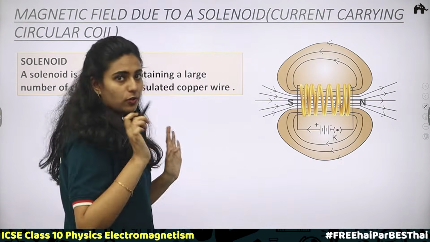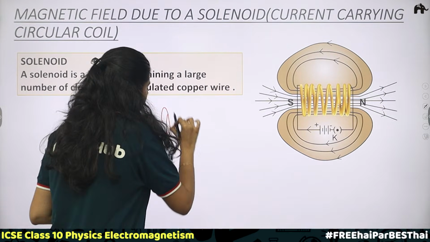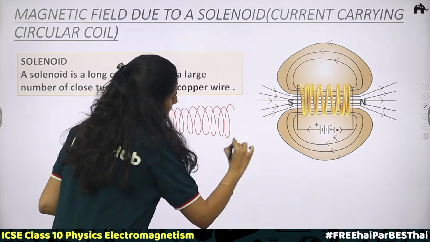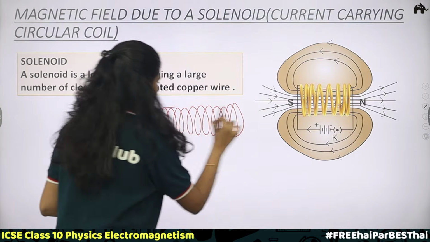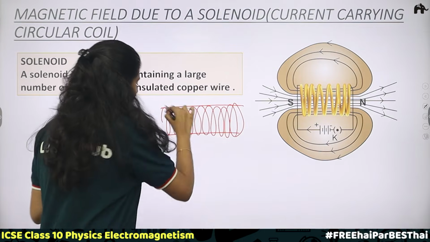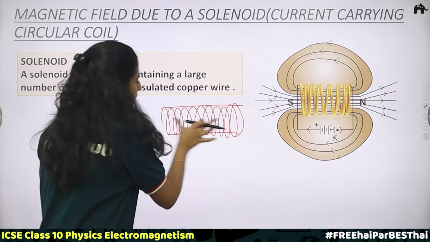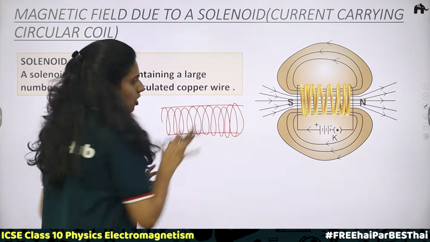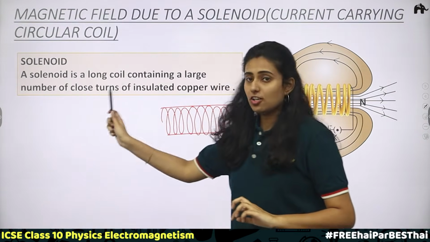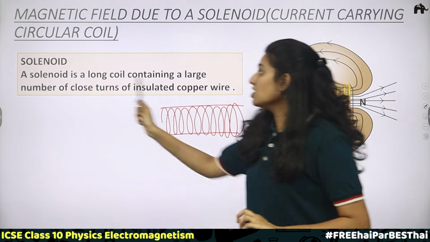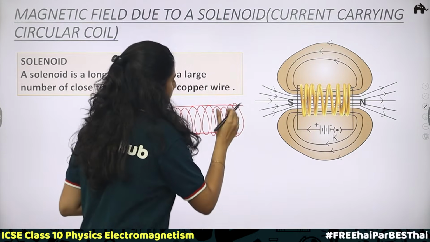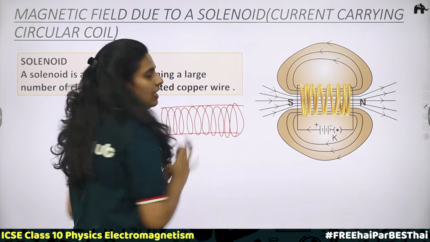To form a solenoid, you have to take an insulated copper wire which is wound in the form of a cylinder. So this is a cylindrical shape. When you take an insulated copper wire and wind it in this manner with many turns, you will get a solenoid. This is how the solenoid looks. So a solenoid is a long coil containing a large number of closed turns of insulated copper wire. The diameter should be comparatively very small relative to the length of the wire.